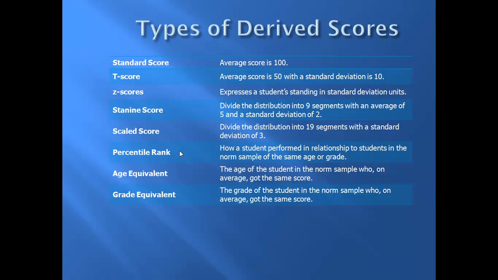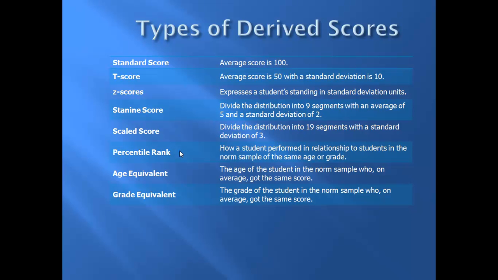T-scores, we often use those also with psychological testing, and so whenever you're reading one of those reports, you need to remember that your average score is 50, and generally speaking, if it's a psychological test, the higher the score, the more severe the problem. With academic tests, the higher the score, the better the situation. So you just have to keep those in mind.